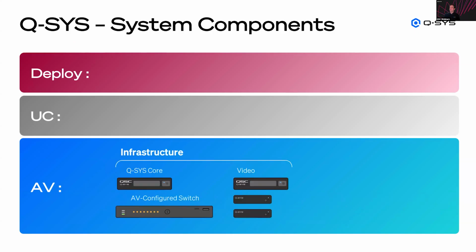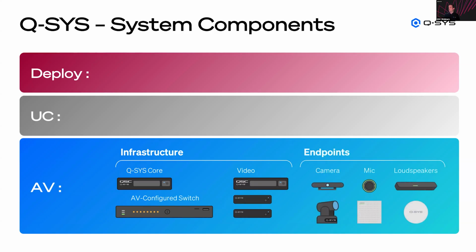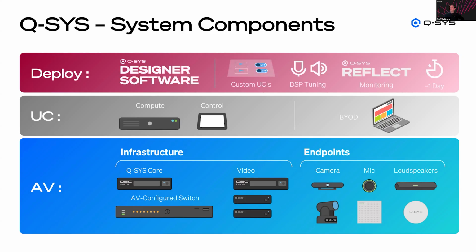Now, these are the normal Q-SYS system components you guys are probably very familiar with: our cores, our switches, video encoders and decoders, cameras, mics, loudspeakers, our third-party partners for microphones, ceiling mics, as well as our line of NC series cameras, computes and controllers, as well as bring your own device setups. And it requires our Designer software. You're building a custom UCI. You're going to tune the room. You're going to hook it to Reflect for monitoring, and it takes some installation time to do.